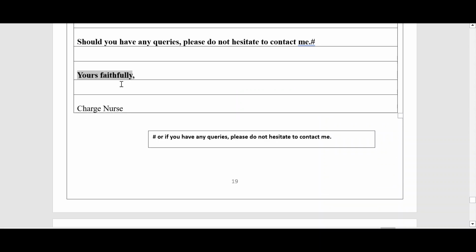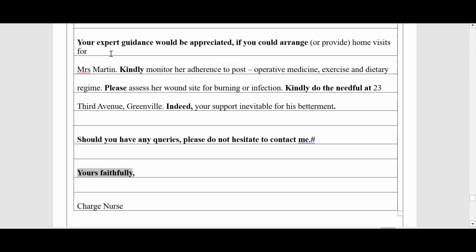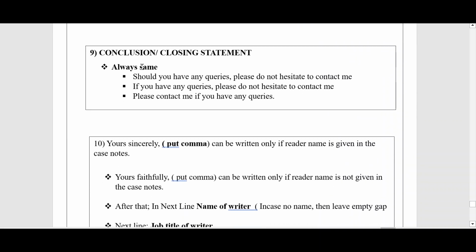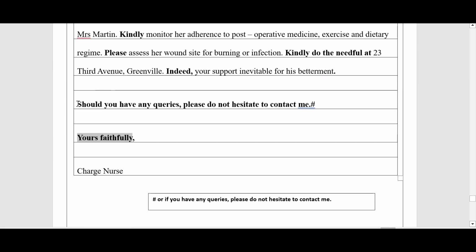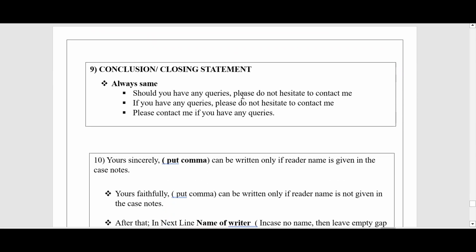Whichever bold letters I have done here, these are the repeated ones, and keep that format in every one of your letter writings. So the conclusion part I told you, right: should you have any queries, these are repeated. This is a conclusion, always the same. Should you have any queries, please do not hesitate to contact me, or if you have any queries, please do not hesitate to contact me, or please contact me if you have any queries.